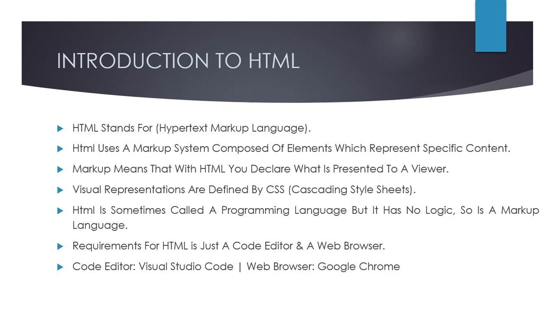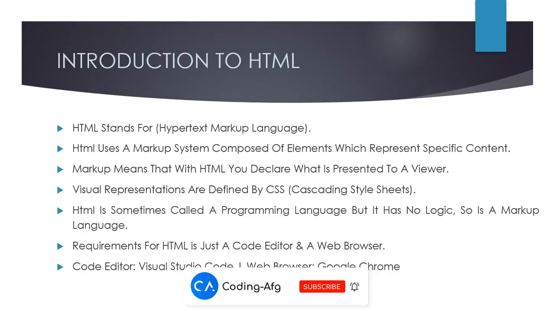visual representation. As I mentioned here, visual representation is defined by CSS, Cascading Style Sheets. Yeah, I'm saying that anything that you see in a web page is here because of HTML, and the designs are made by using CSS. This is another language. When we finish the HTML series, we will start the CSS series as well.